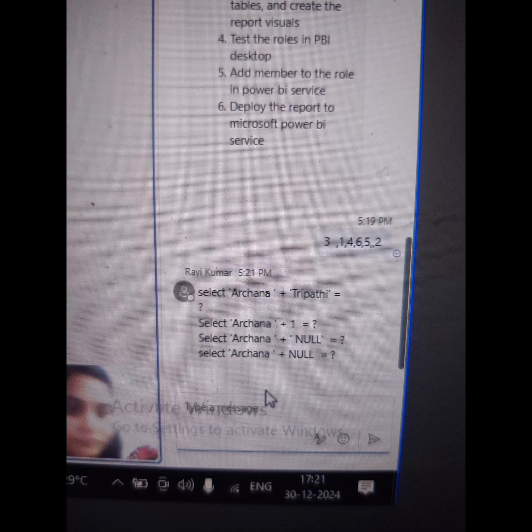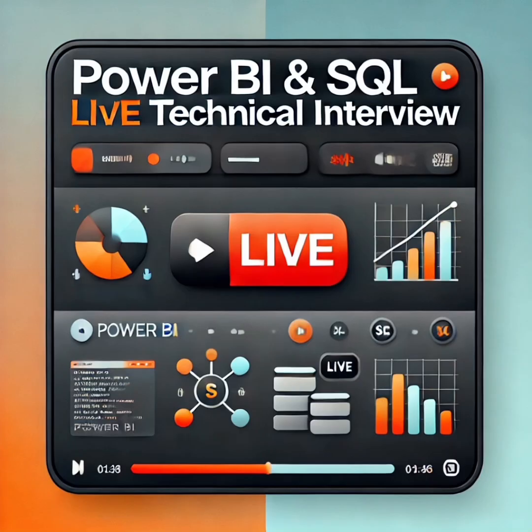For the first, select Archana plus Archana Tripathi is equal to, the output would be Archana Tripathi. Can you type the answer into the chat window? Yeah, let me provide the number there. Okay, for the first one you have given Archana Tripathi, the second one you gave error. Why error for the second?